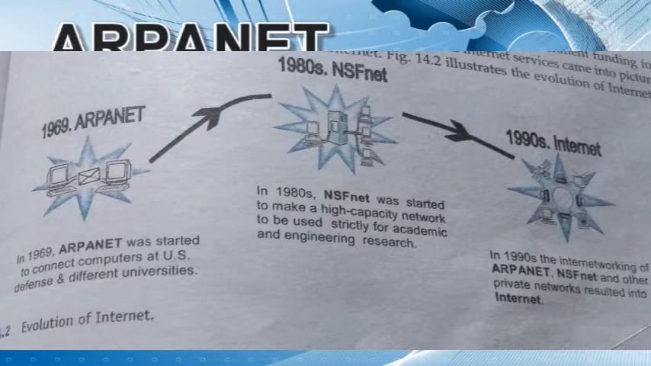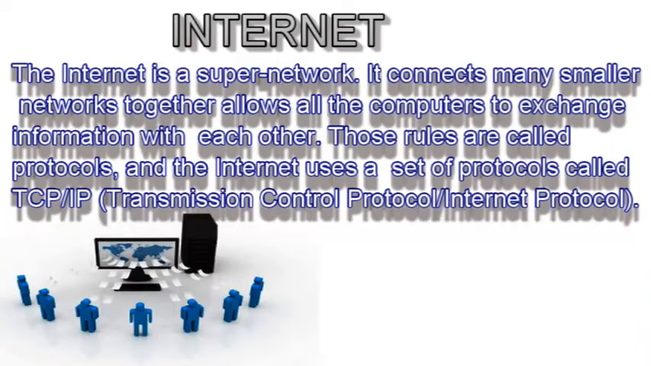As you can see in the picture also, from 1969 the ARPANET was started. Then in the 1980s it came as NSFNET, and in the 1990s finally we have the network that we call the internet, where on just a click of a tab you use everything. To understand what we mean by internet: whenever I'm talking about the internet, it basically means international network.